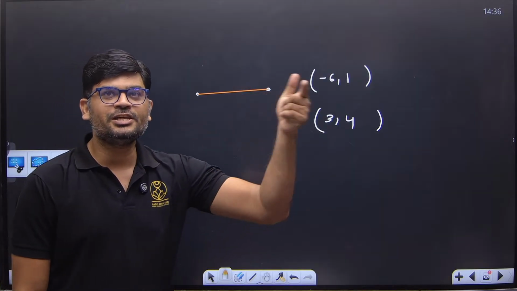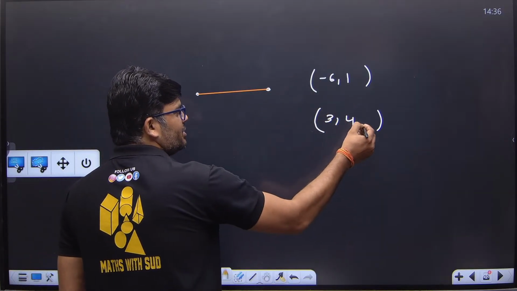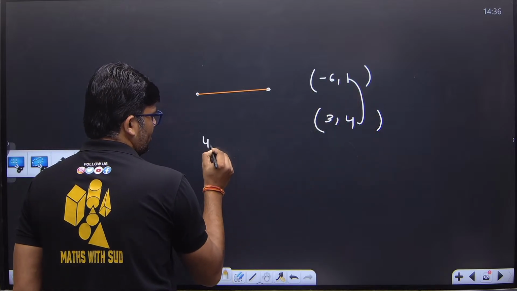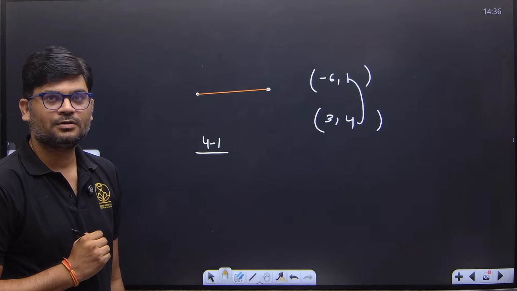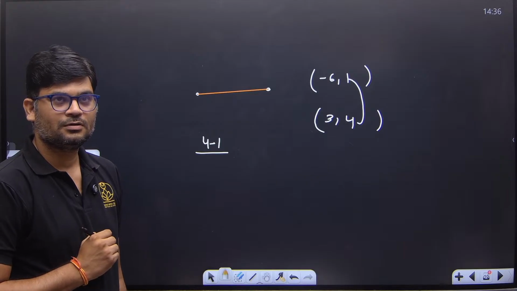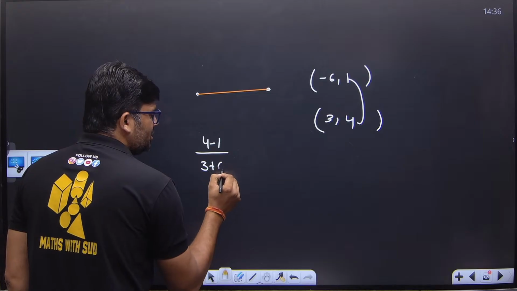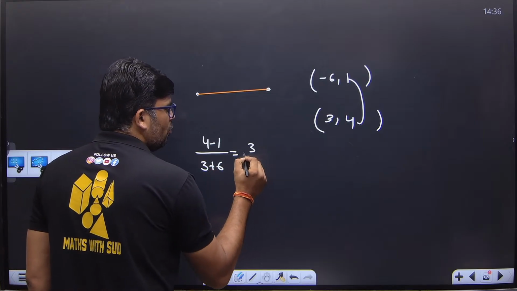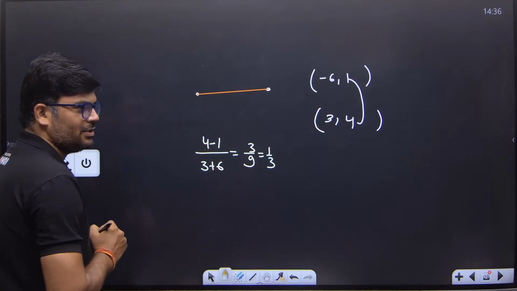Slope is change in y divided by change in x. Now can you tell me what is the change in y? 4 minus 1 divided by 3 minus minus 6. So that means 3 plus 6. So the slope is 3 by 9, which can be reduced to 1 by 3. Are you getting it?